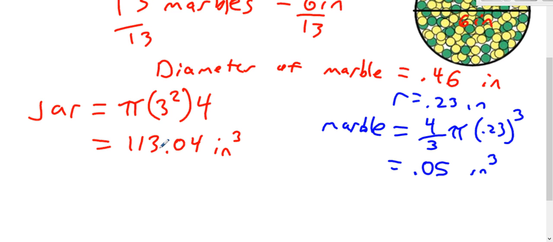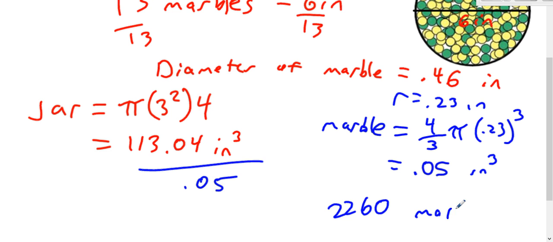So you want to know how many marbles go into that jar? You divide 113 divided by 0.05. And you get that there's about 2,260 marbles in the jar.